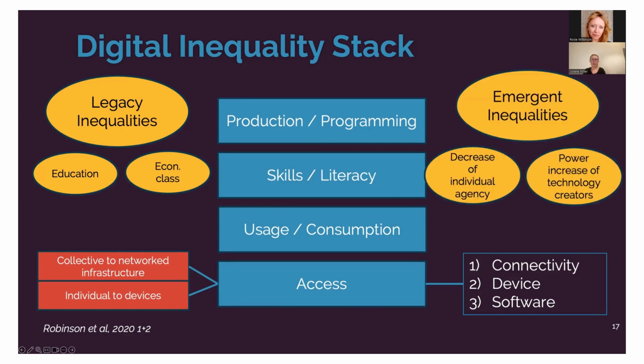And they are also talking about these emerging inequalities. These are inequalities which are actually coming through our digital development. So this would be something like the decrease of individual agency. So we are pretty helpless in designing our own network experiences in the internet. So we are dependent on big technology creators, and they know how all this works, but we have very little insight into this. And this will also increase the inequality.